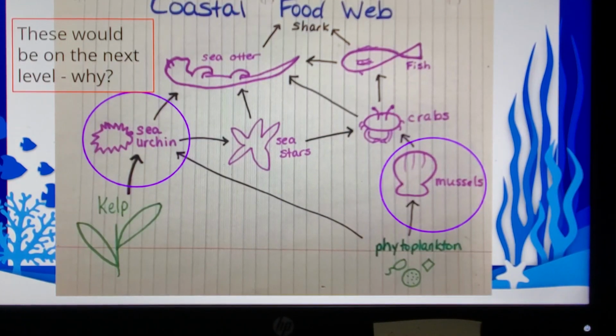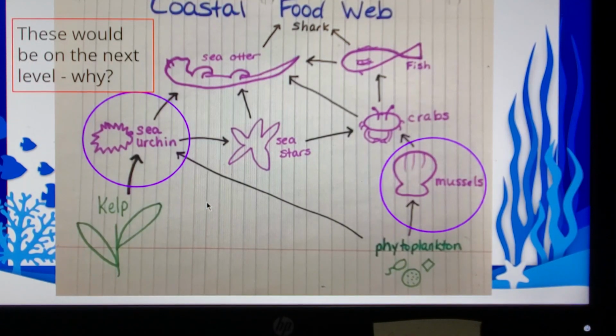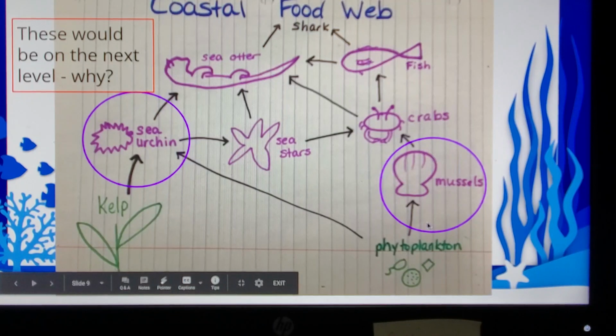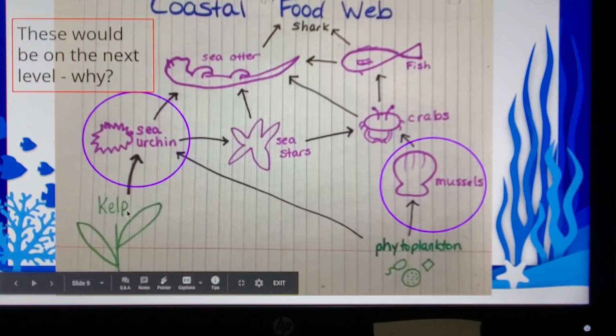Okay? So these guys that I have circled here, they're going to be on the next level. And can anybody guess why I'm putting them on the next level above? Come on, don't be shy. Wake up. Brandon, since you're here, why do you think these are the next ones above in the next level? Because they're the ones eating the plants. Oh, beautiful. You said because they're the ones eating the plants. They're the first ones eating the energy from the plants. So remember, primary means first. So they're the first ones who are eating the energy from the plants.